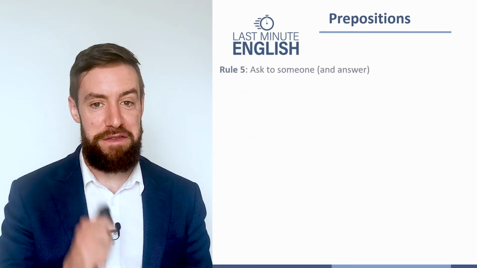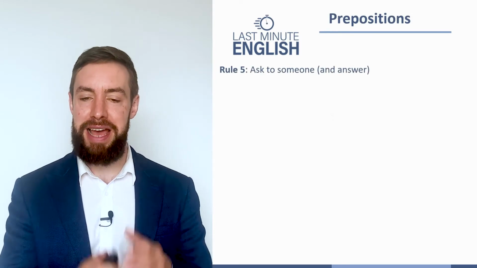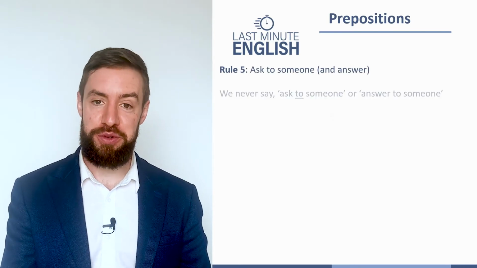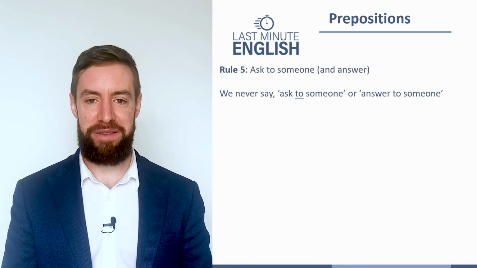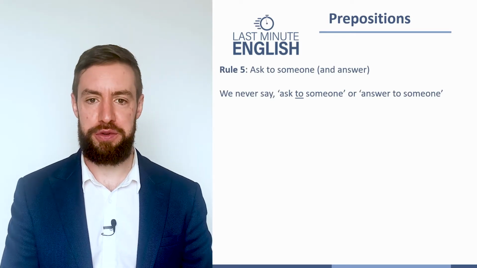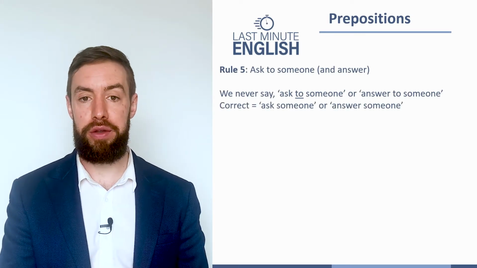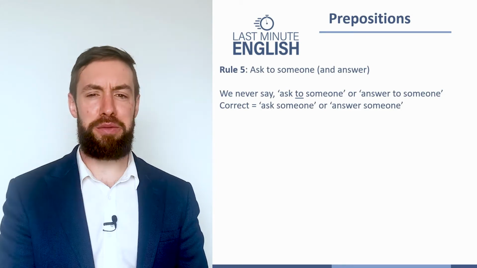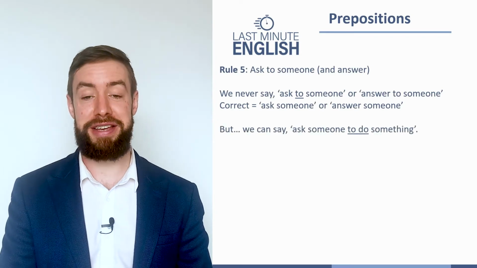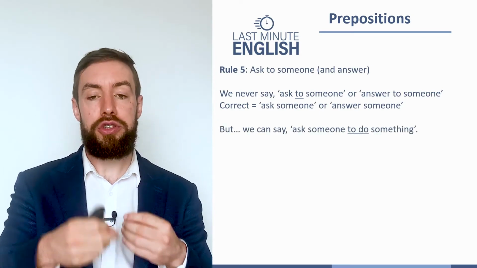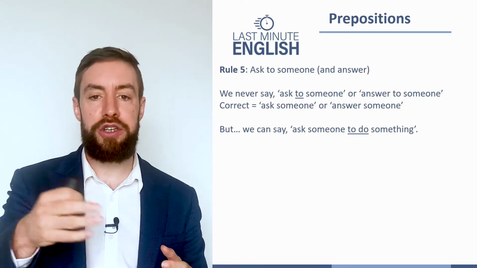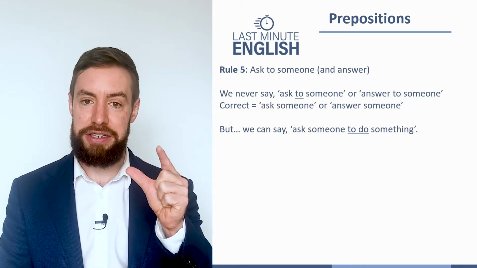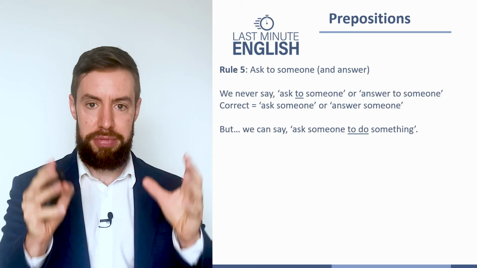The next one is also very common, and that is ask to someone or answer to someone. Now, what's the rule? The rule is that we never say ask to someone or answer to someone. We should say ask someone or answer someone. But there is a little bit more complication there because we can say something like, ask someone to do something, ask him to help you, things like that. And that's okay, but we never put ask, to, and someone together like that.